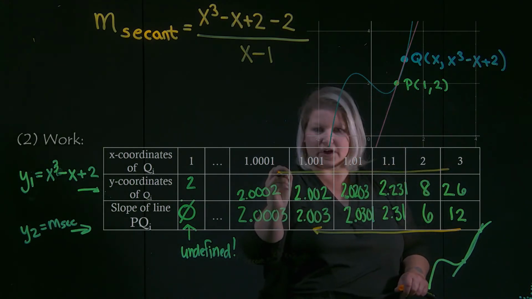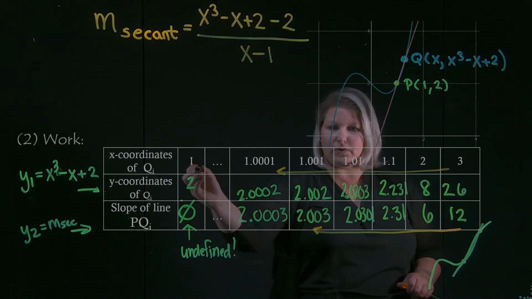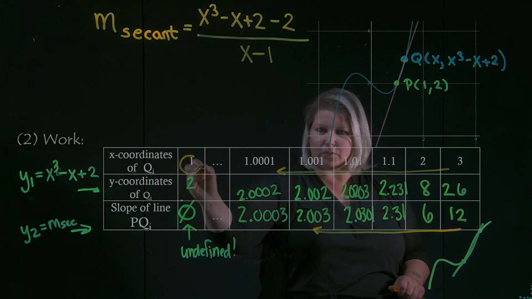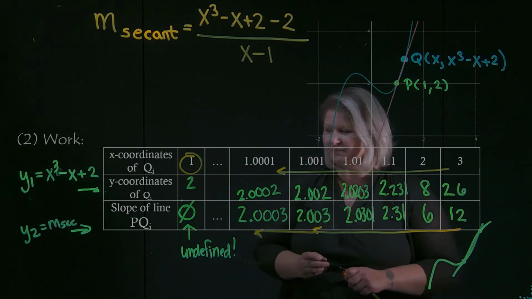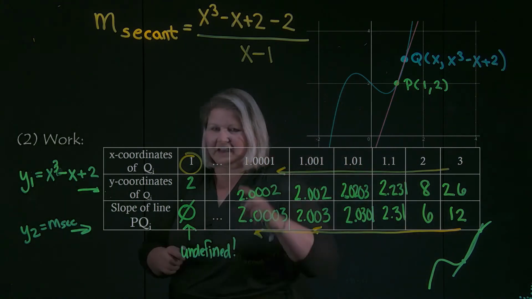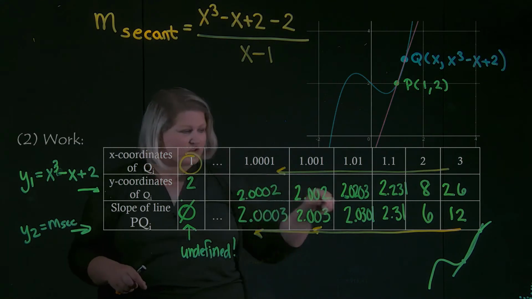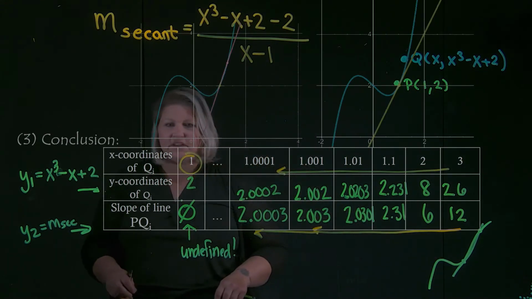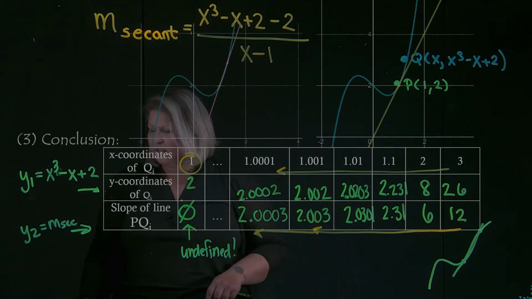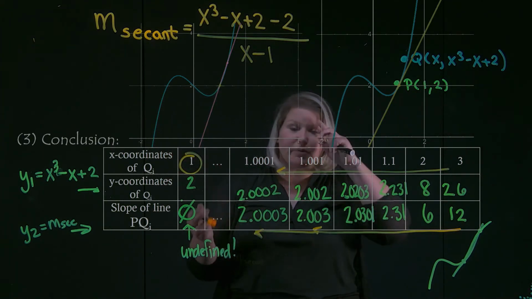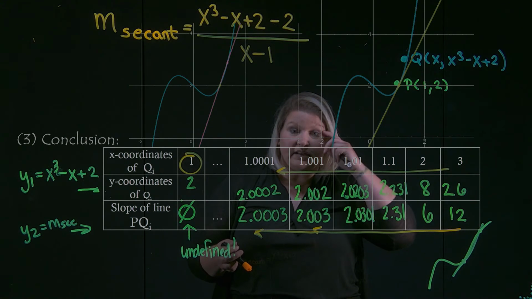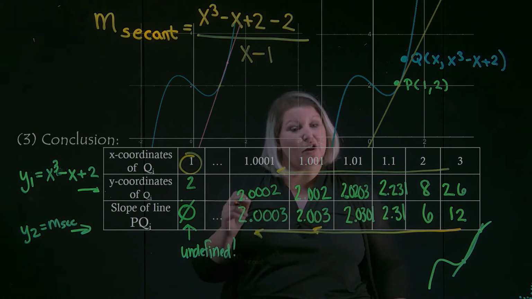Now notice, as I move in this direction, my x values are getting closer to the original x value of 1. And what's happening to my slope values? That's my next question. So here's my conclusion. The secant, as x approaches 1, has a slope of what?